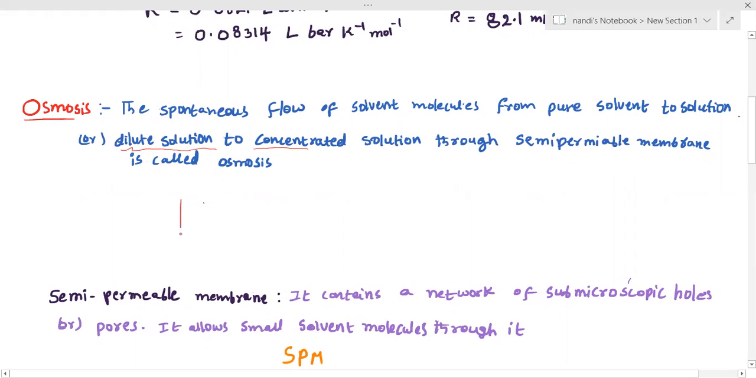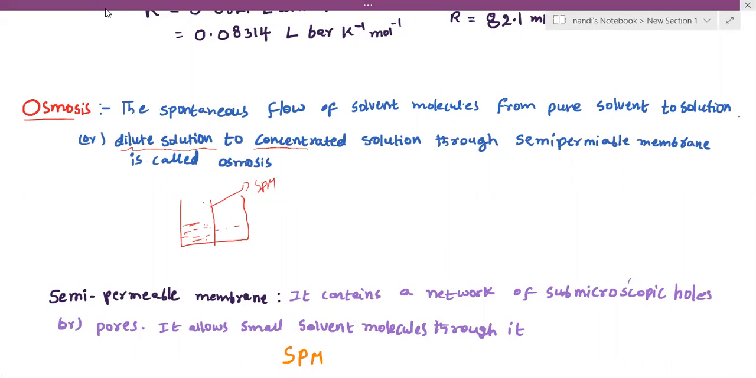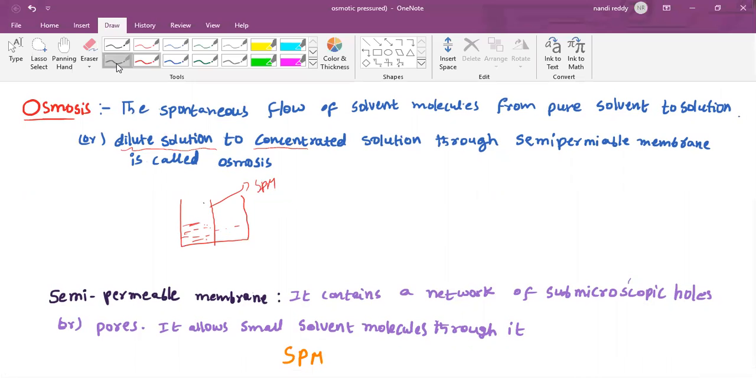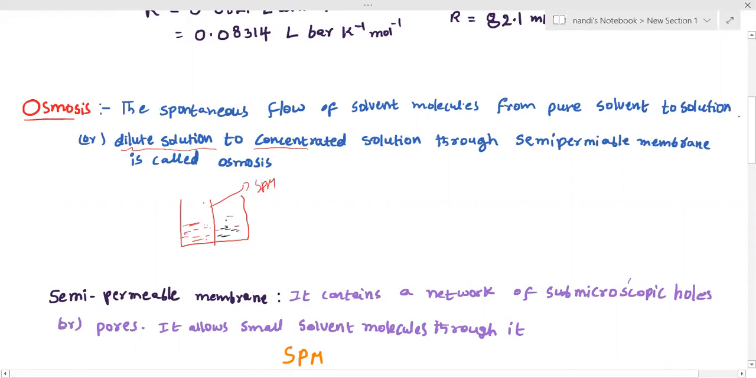Suppose I am taking here one solution. It's separated by a semi-permeable membrane. This is called SPM. It may contain pure water, and this is solution. Assume that it is 0.1 m NaCl. So this solution means more concentrated. This is solvent. So here solvent can move from pure solvent to the solution.